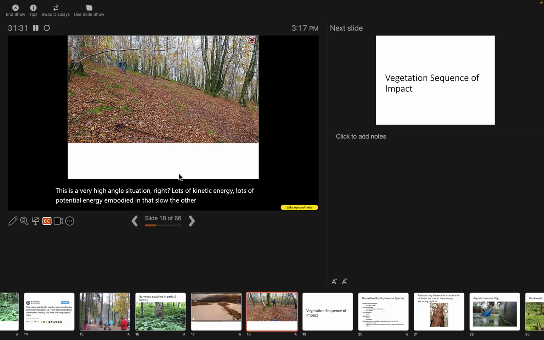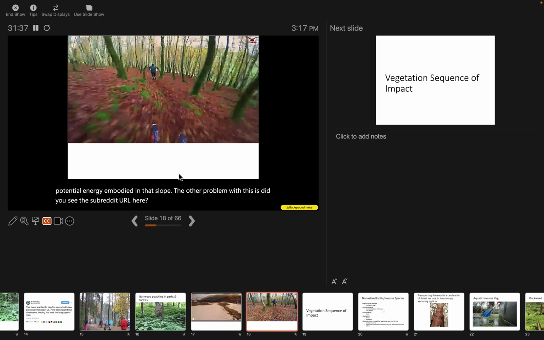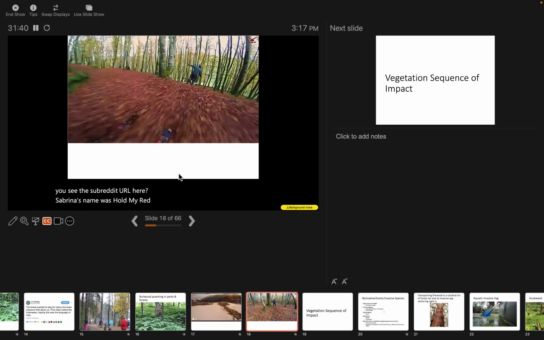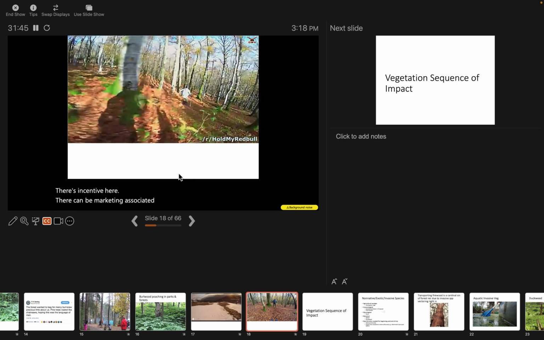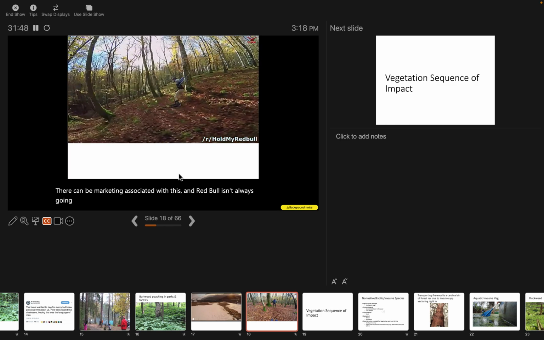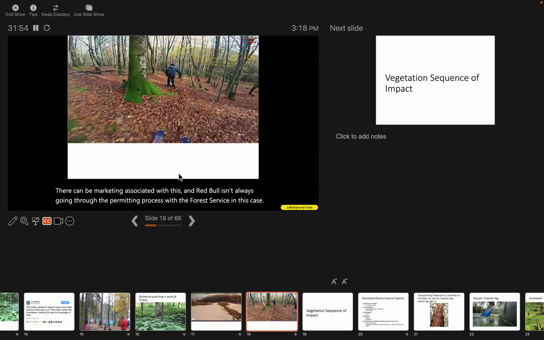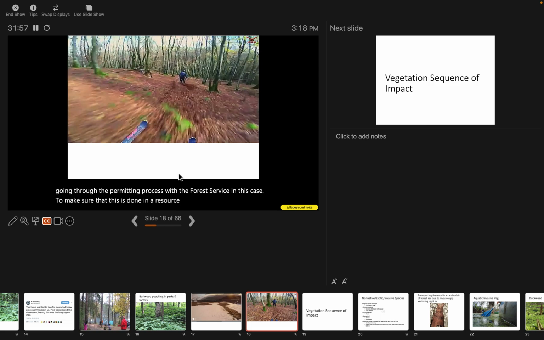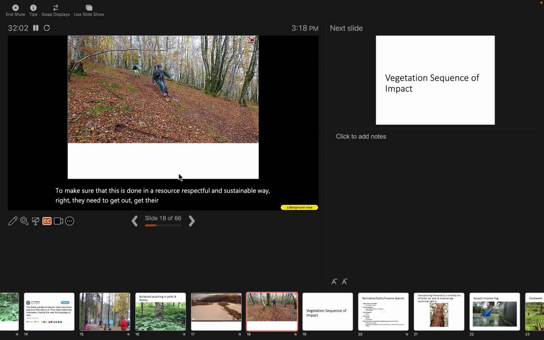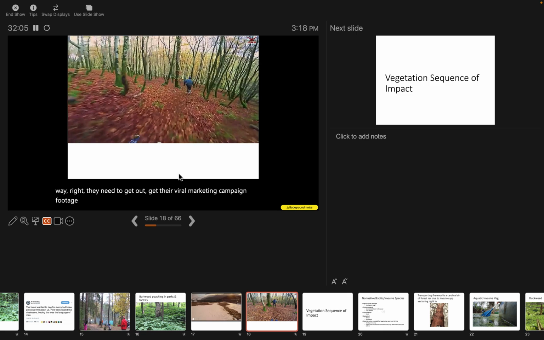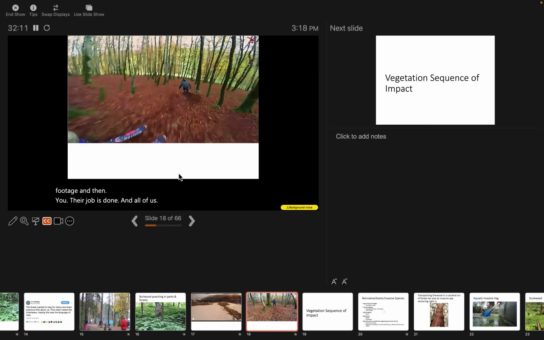The other problem with this is, did you see the subreddit URL here? Subreddit's name was Hold My Red Bull, okay? There's incentive here. There can be marketing associated with this. And Red Bull isn't always going through the permitting process with the Forest Service in this case to make sure that this is done in a resource respectful and sustainable way, right? They need to get in, get out, get their viral marketing campaign footage, and then, you know, their job is done. And all of us get to pay the price with the resource degradation.